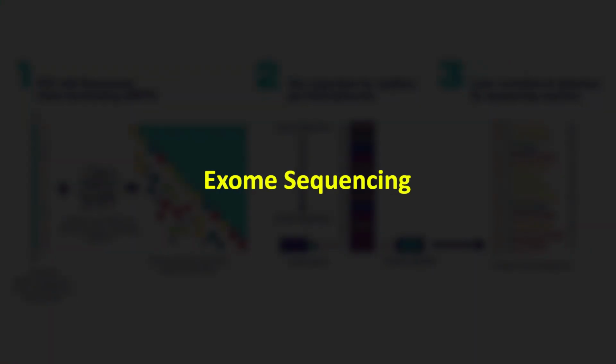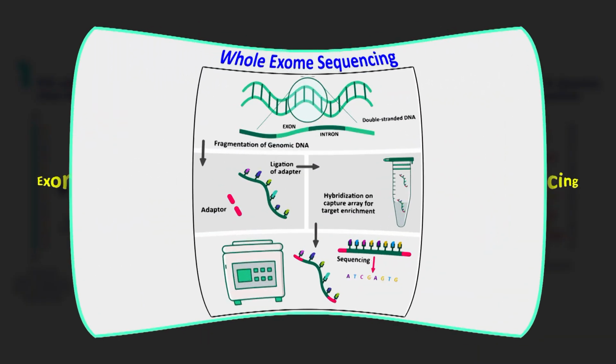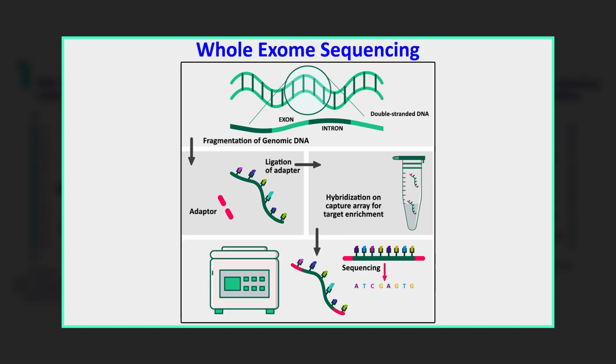For tasks such as these, new large-scale sequencing techniques are faster and less expensive. Dear students, let's now understand exome sequencing. Exome sequencing, also known as whole exome sequencing or WES, is a genomic technique for sequencing all of the protein coding regions of genes in a genome known as the exome.